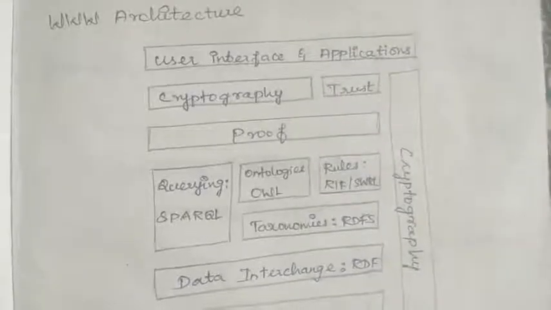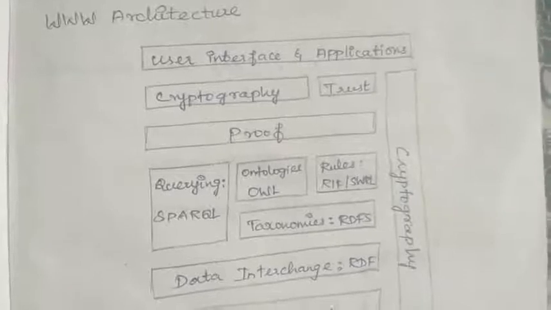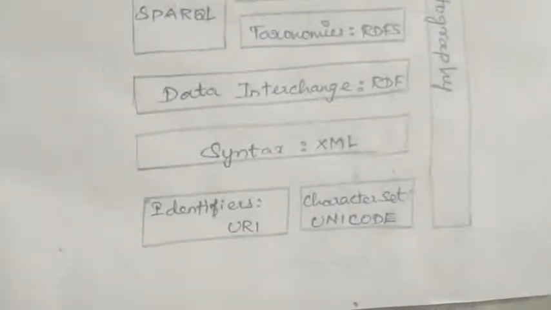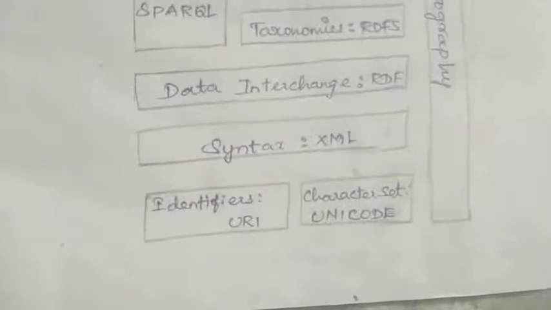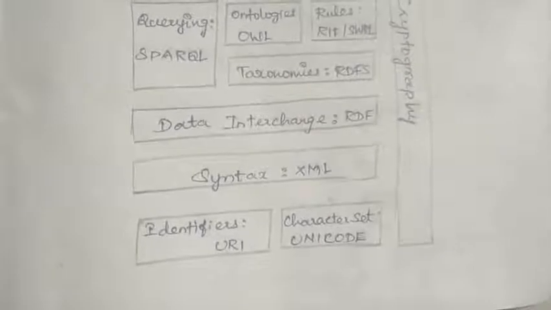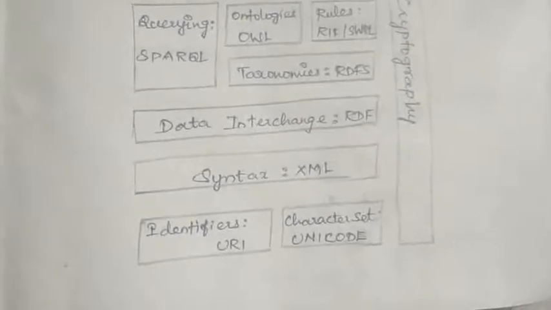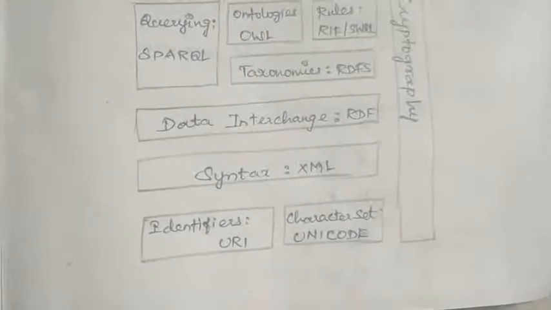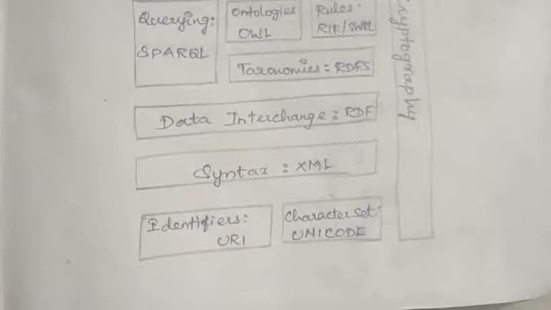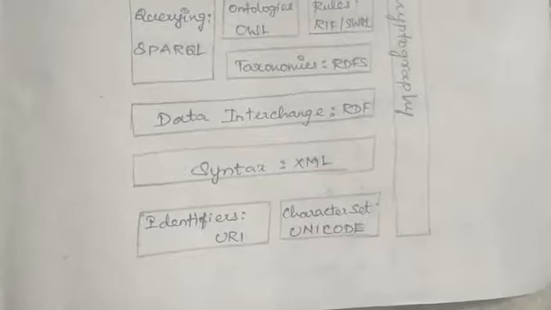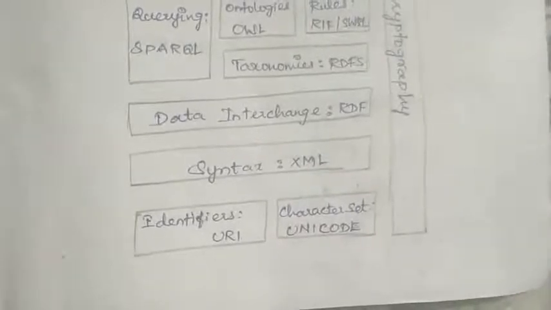See about World Wide Web architecture. It has several layers. The topmost layer is user interface and applications, and the bottom-most layer is identifiers, URI, and Unicode. See about identifiers and character set. URI, Uniform Resource Identifier, is used to uniquely identify a resource on the web, and Unicode makes it possible to build web pages that can be read and written in human language. That is called identifiers and character set.